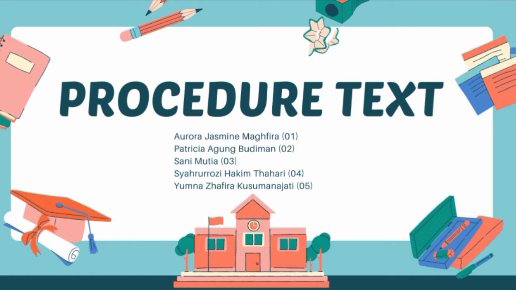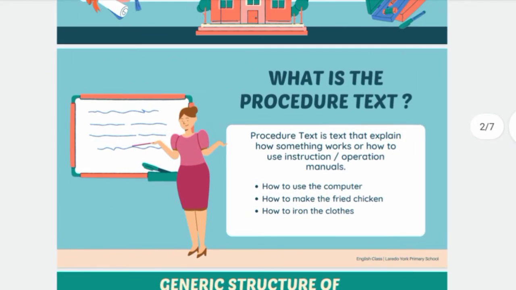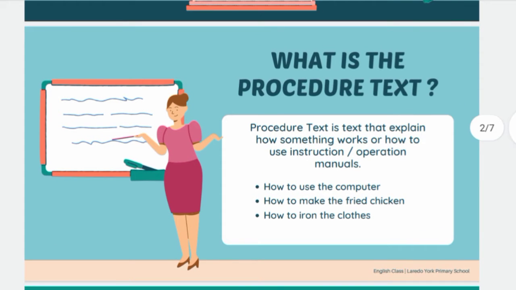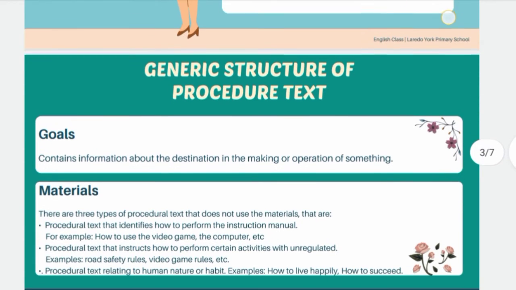Today we will talk about procedure text. Okay, what is the procedure text? Procedure text is text that explains how something works or how to use instructions or operation manuals. For example, how to use the computer, how to make the fried chicken, and how to iron the clothes.